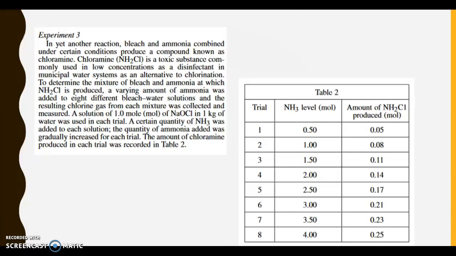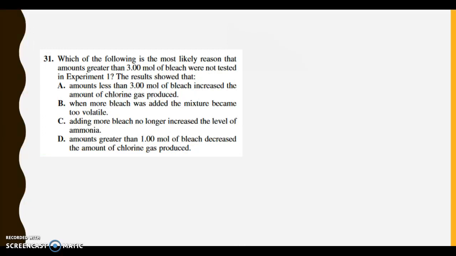In experiment 3, we're going to look at yet another byproduct, chloramine. However, in this experiment, we're going to vary the amount of ammonia and not the amount of bleach. We're going to hold the amount of bleach constant. And then we're going to be looking at the amount of chloramine produced as we vary the level of ammonia. Again, as we go from trial 1 to trial 8, we see that our ammonia level increases, and so does the amount of chloramine.